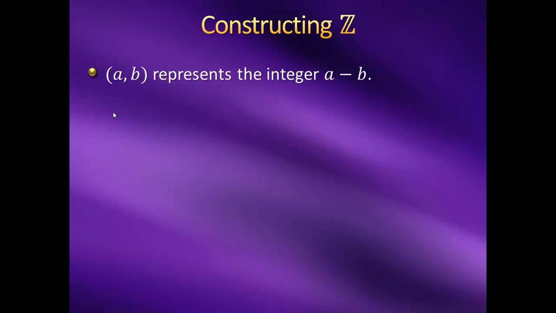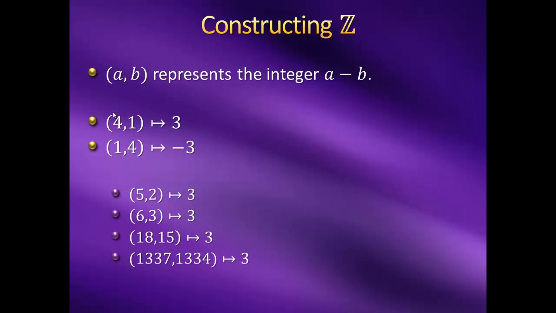So for instance, the ordered pair (4,1) would represent 3, whereas (1,4) would represent negative 3. But there are many ways we could represent 3, not only (4,1), but (5,2), (6,3), (18,15), (1337,1334). The possibilities are endless, which is why we use equivalence classes to compile all possibilities into one package. Try it out. You'll find that addition and multiplication of integers, using our definitions we just made, works exactly the same way as you're used to for integers.